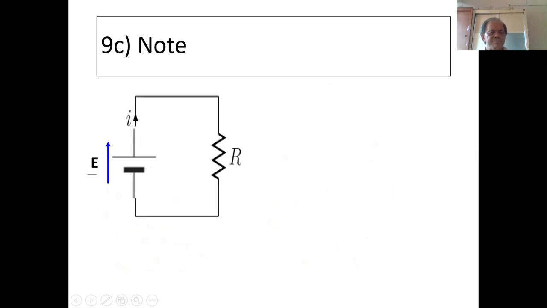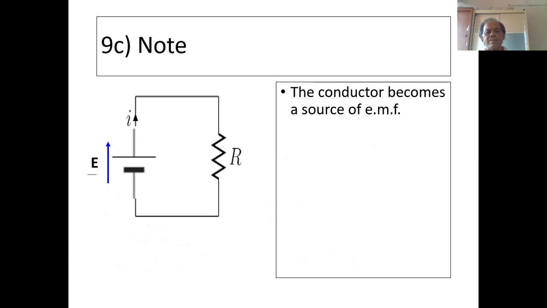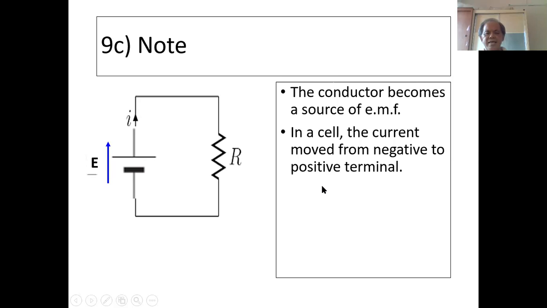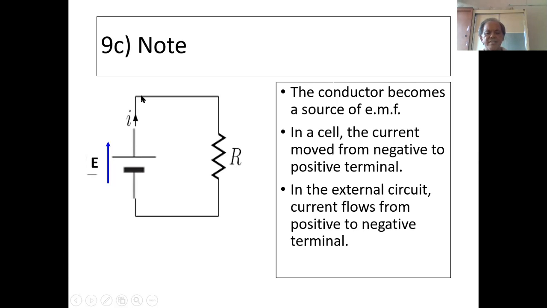Okay, just a note. Remember, the conductor becomes a source of EMF. In a cell, the current moves from negative to positive, but outside, in the external circuit, it moves from positive to negative. So the EMF and the current inside the cell are in the same direction. So you don't have to worry.